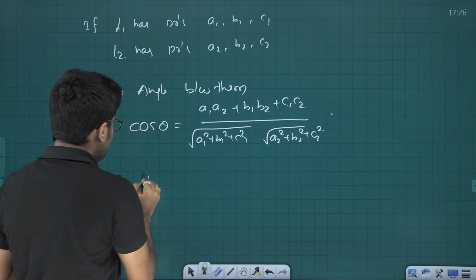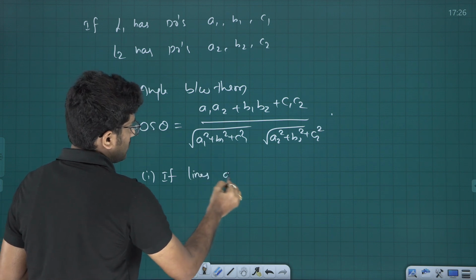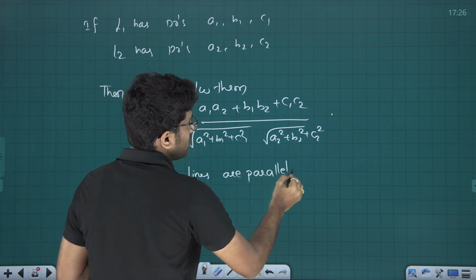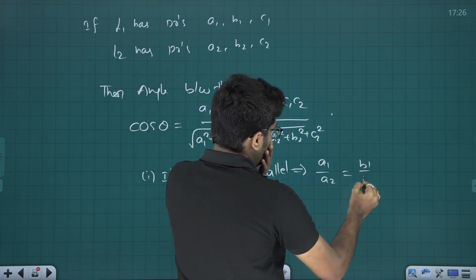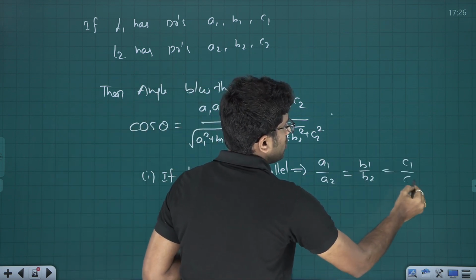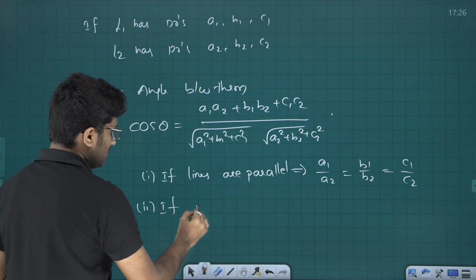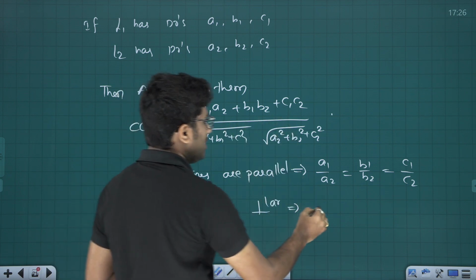Now, number 1, if lines are parallel, then their DRs will be proportional. That is A1 by A2 is equal to B1 by B2 is equal to C1 by C2. Number 2, if lines are perpendicular, then the numerator will be equal to 0.